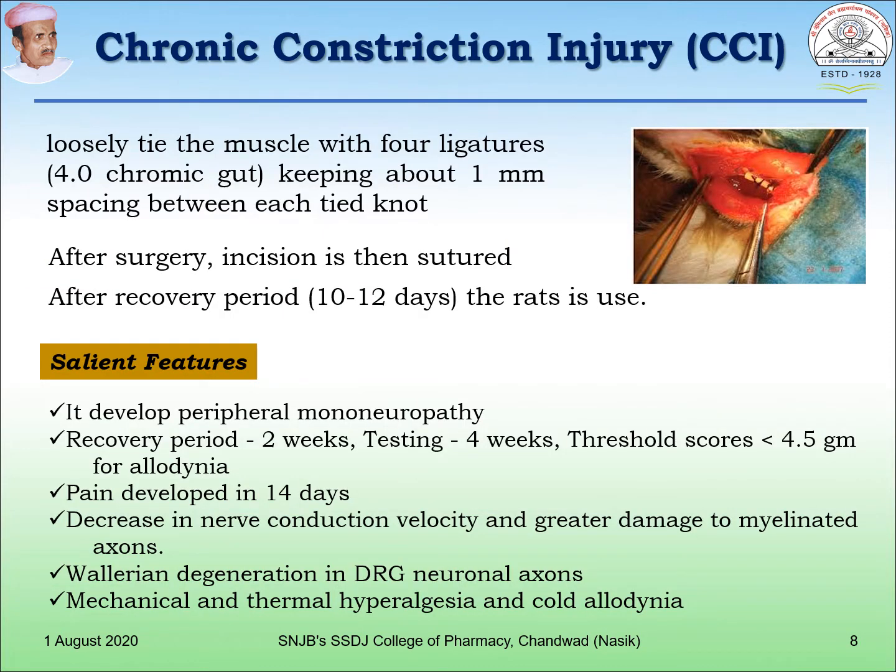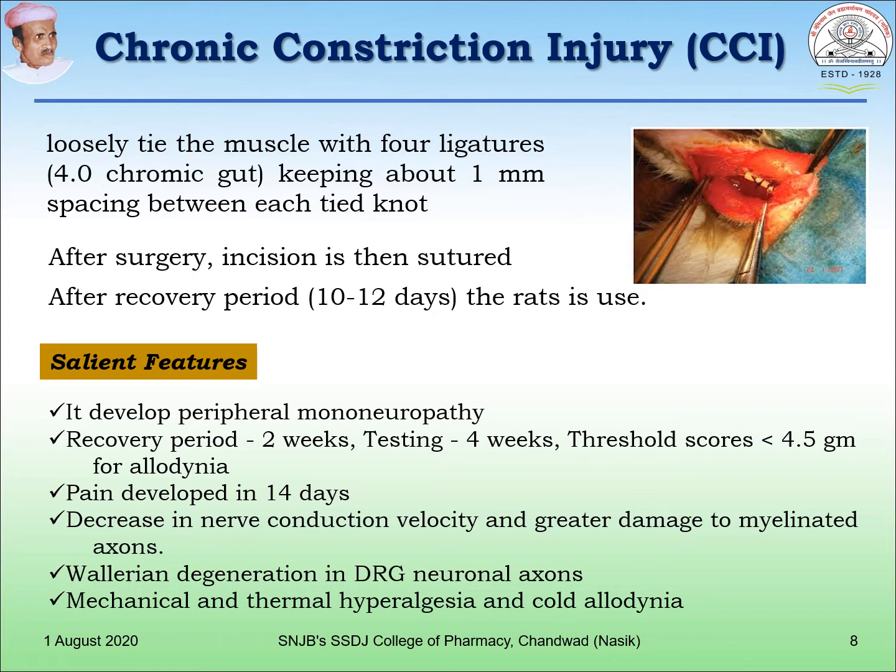Now once you get the sciatic nerve, you can loosely tie the nerve with 4 ligatures using 4 chromic gut, and the distance between each ligation is 1 mm. After surgery you close the incision with sutures and keep the animal for a recovery period. Now some salient features of this model are that it develops peripheral mononeuropathy. Recovery period is 2 weeks, then testing 4 weeks, threshold score is less than 4.5 gram for allodynia. Pain develops in 14 days and after that you can test your drug.